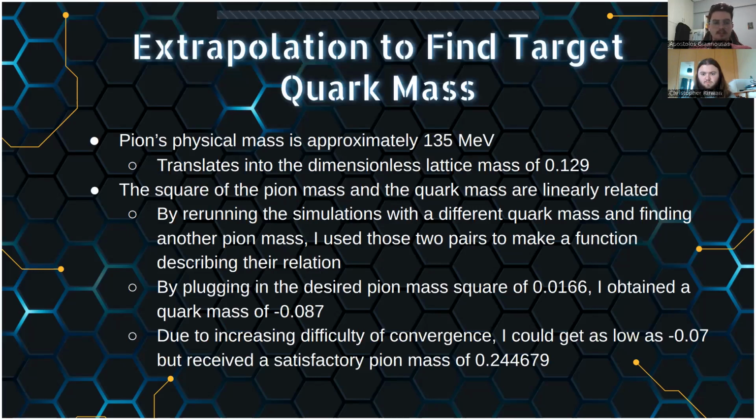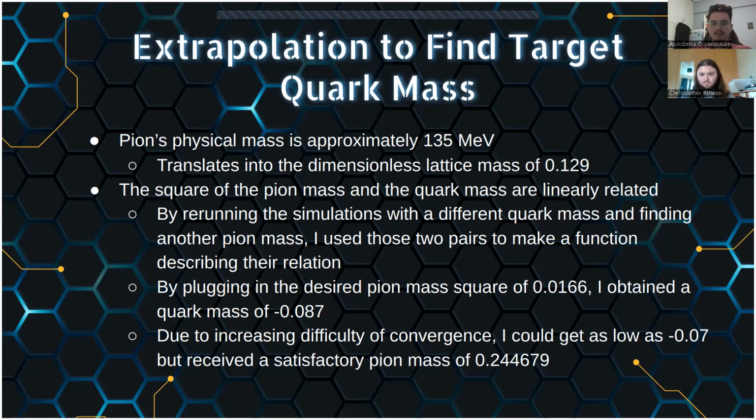Last but not least, we did the extrapolation to find the target quark mass. And what this is all about is basically to extract a pion mass as close as possible to its experimental value. We need a specific quark mass. So let me explain this.